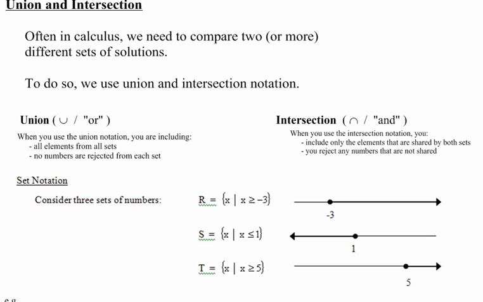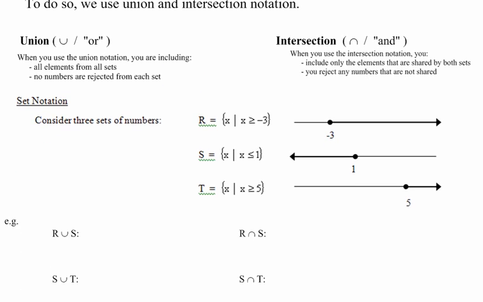Okay, so unions and intersections. Often in calculus, we need to compare two or more different sets of solutions, so we use union and intersection. Union is basically the union of two solutions, bringing them together. Union is an or situation. It's this or that. It includes both. Intersection is where's the overlap, the overlap of our two solutions.